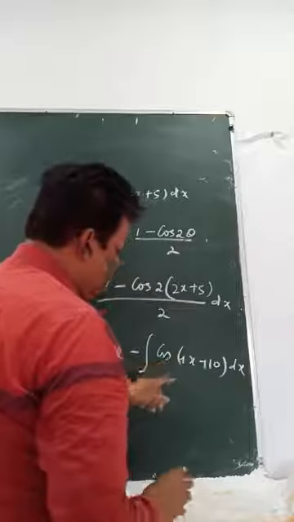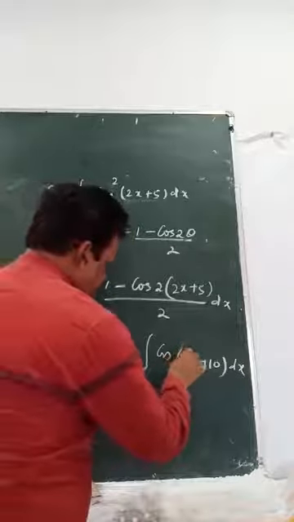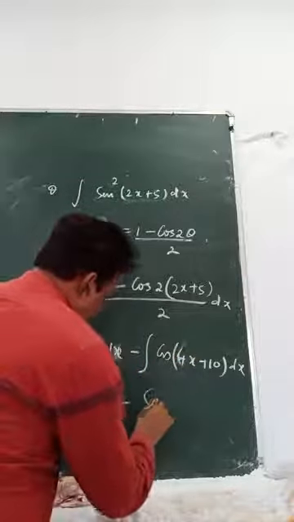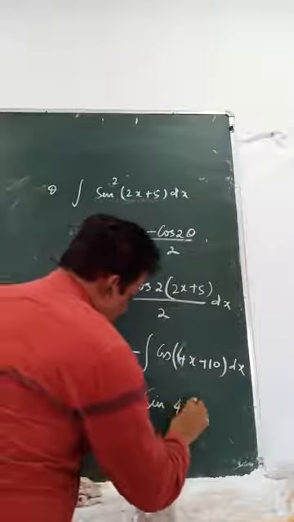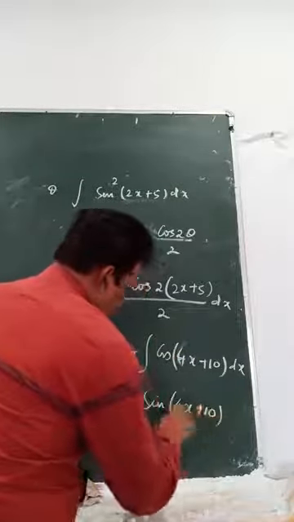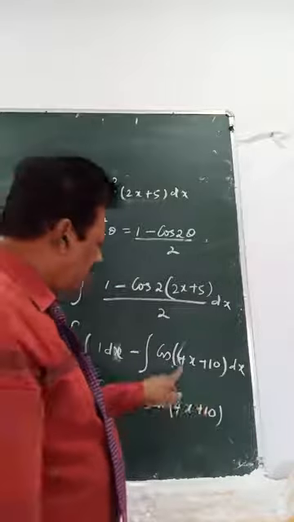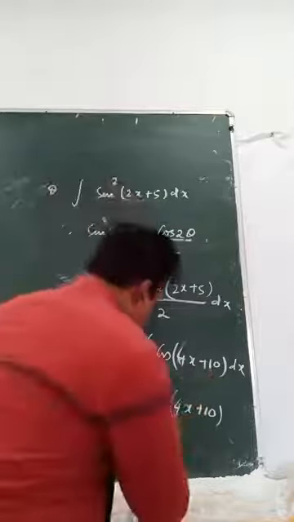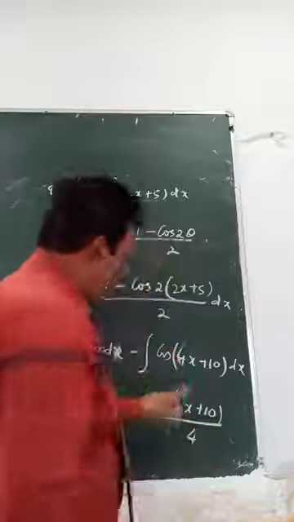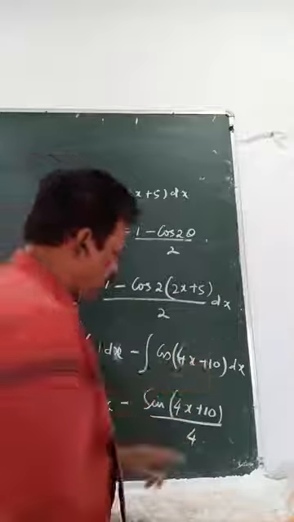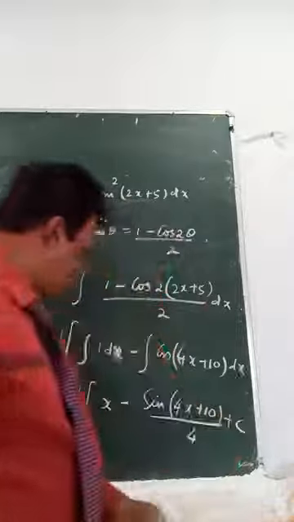1 dx is x. Cos's integration is sine. So sine 4x plus 10. Cos's integration is sine, chain rule already I have told you. 4x plus 10's derivative you have to divide. That is how much? 4. Because 4 into 1 plus 0. This is the answer.